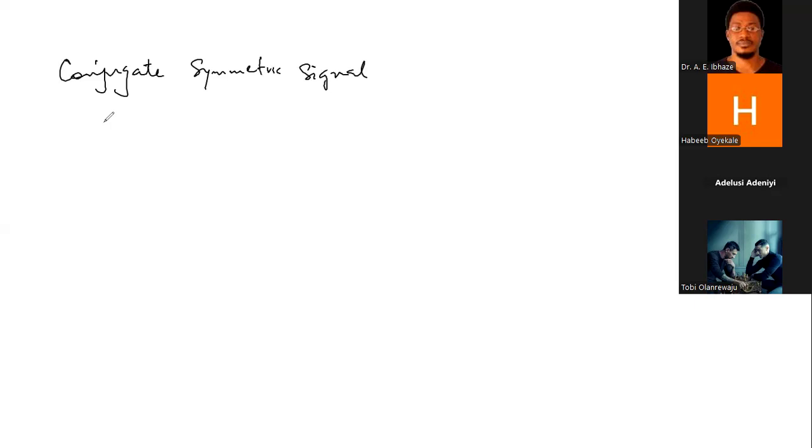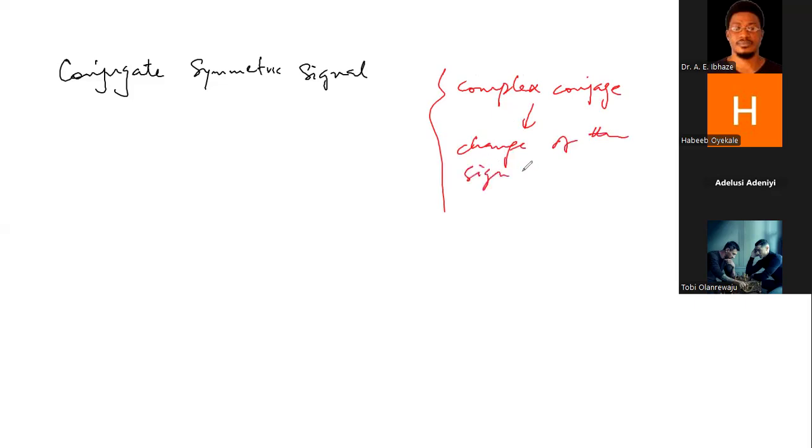Now, for the conjugate symmetric signal, there's something I want you to take note of, because we already made mention of the complex conjugate. You already know what the complex conjugate is, okay? From your mathematics, your complex conjugate simply means change of the sign of the imaginary component, right?